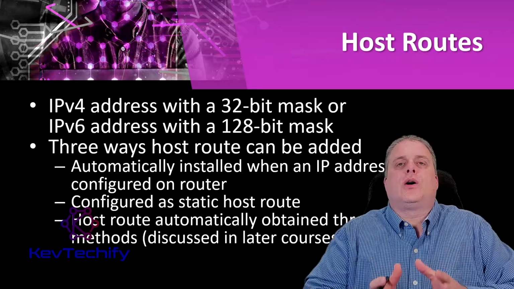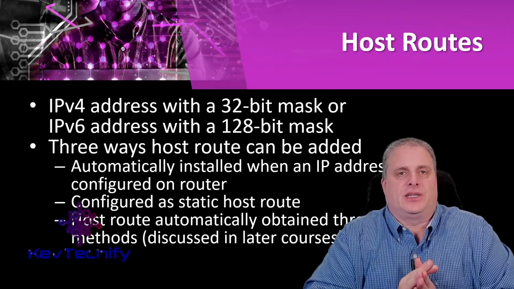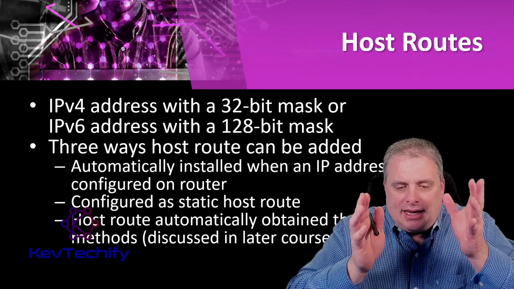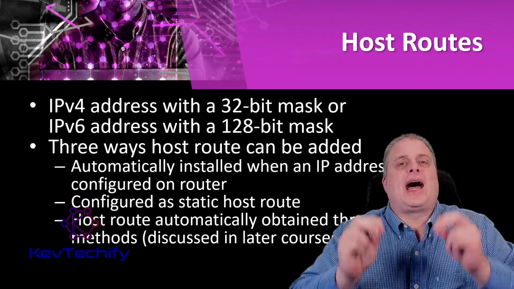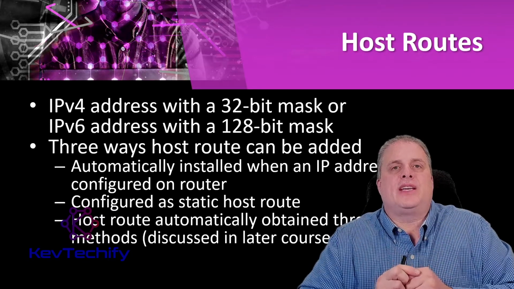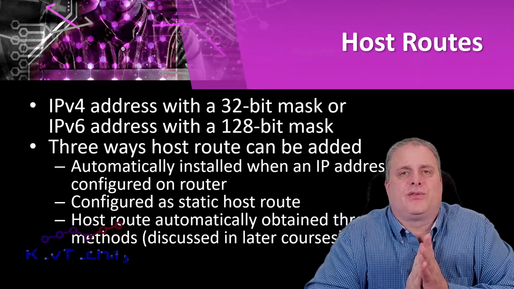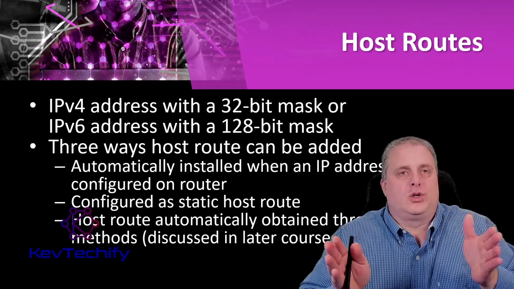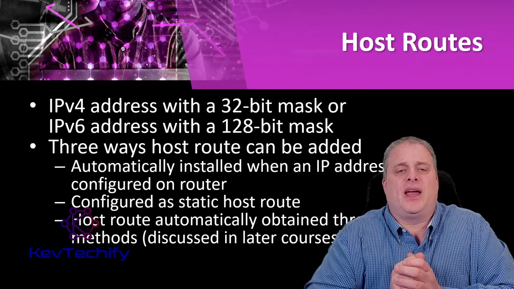A host route is a static route that goes to a specific device, to a server, to a printer. It is a full IP address. It's not a network address, it's a full IP address. For IP version 4, it has a subnet mask of 32, meaning it needs to match all 32 bits in that IP version 4 address. For IP version 6, it has a mask of 128. It needs to match all 128 bits of that mask.